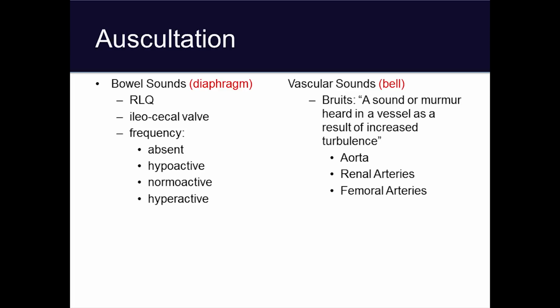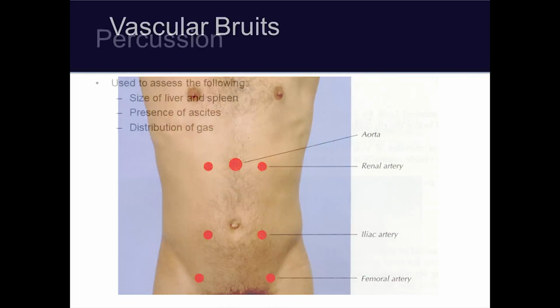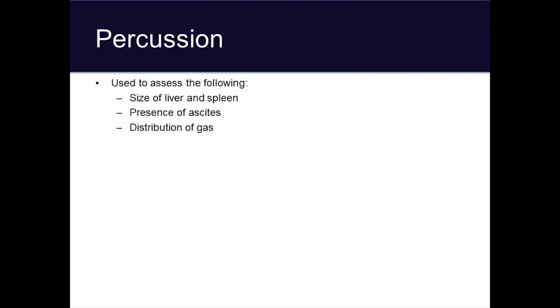You also want to listen to vascular sounds, and you use the bell for this. A bruit is a sound or a murmur heard in a vessel as a result of increased turbulence. You can hear bruits in the aortic area, and I'll show you a picture on the next slide of that, the renal arteries and the femoral arteries. So these are just the locations of where you might hear the possible bruits that I mentioned in the previous slide. The next step would be percussion.